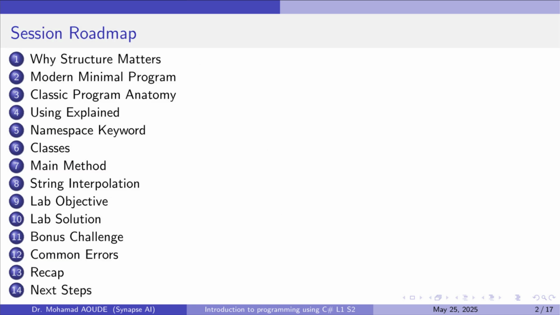Here's today's roadmap. First, we'll discuss why an organized structure is essential in C# code. Next, we'll explore the minimal top-level program style and compare it to the classic approach. We'll explain the keywords using, namespace, class, and the main method. Then we'll look at string interpolation, complete a lab where we greet the user, tackle a bonus challenge with input parsing, review common beginner mistakes, recap what we've learned, and finish with your next steps.